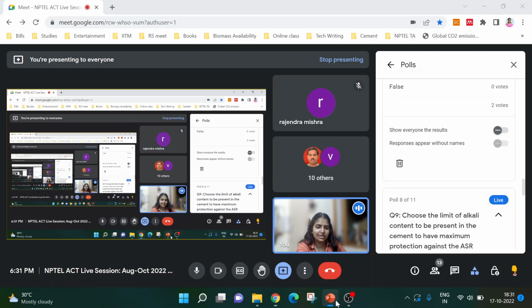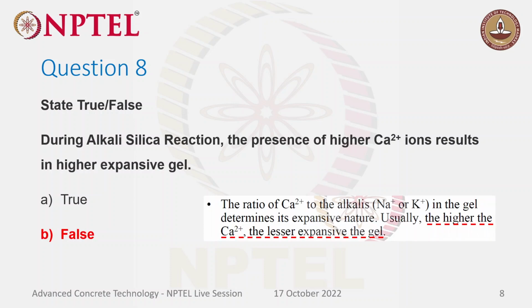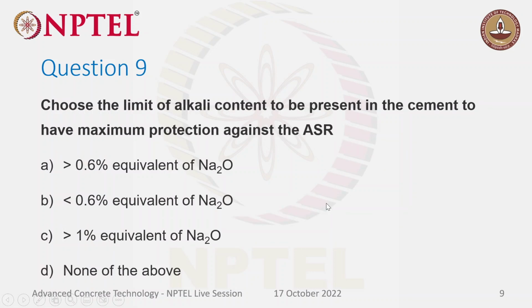Let's see the solution. When it comes to alkali silica reaction, with the presence of a higher percentage of calcium ions, the expansive nature of the gel formed is lesser. So the presence of calcium ions does not result in higher expansive gel, it results in a lesser expansive gel. So the statement is false. So moving to question 9.